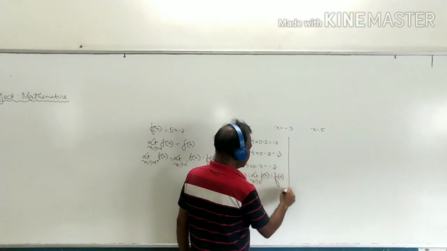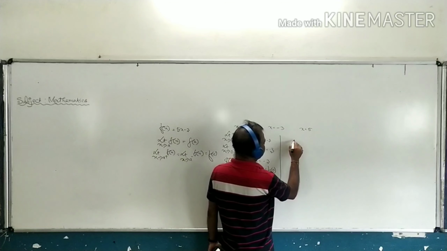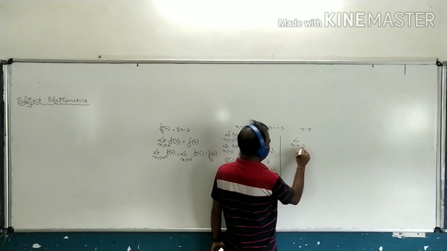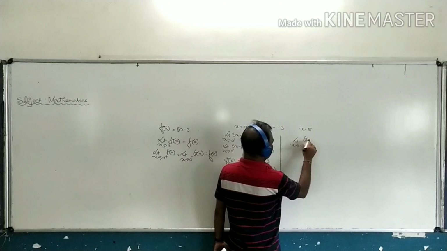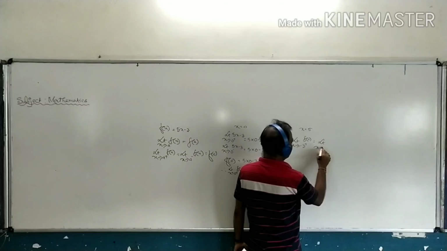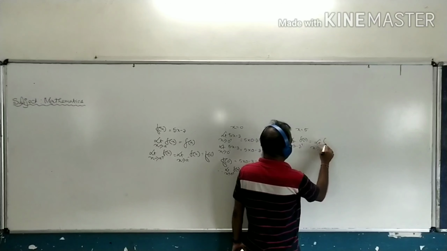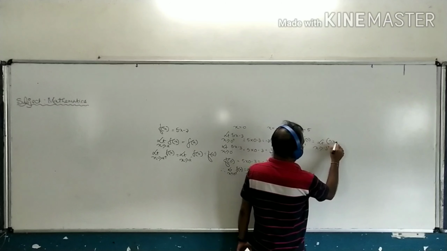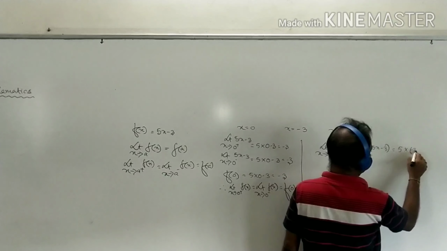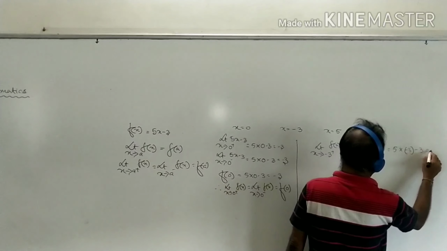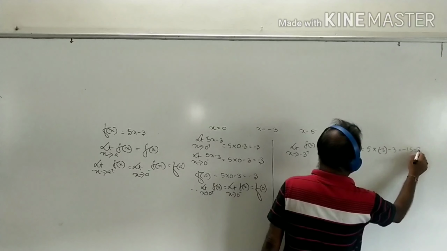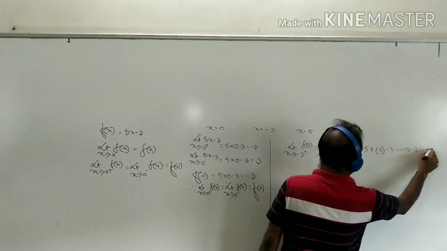Now, the second one, at x equal to minus 3. So, limit x tends to minus 3 plus f(x). What will be the function? Same function. So, limit x tends to minus 3 plus 5x minus 3 equal to 5 into minus 3 minus 3. So, minus 15 minus 3 equal to minus 18.